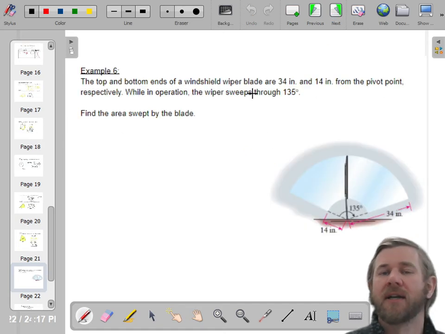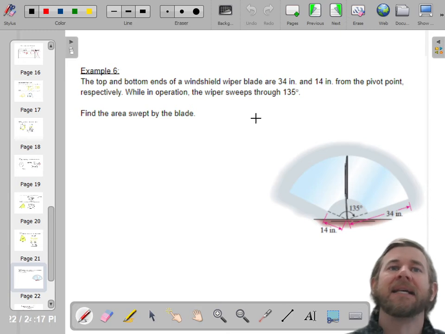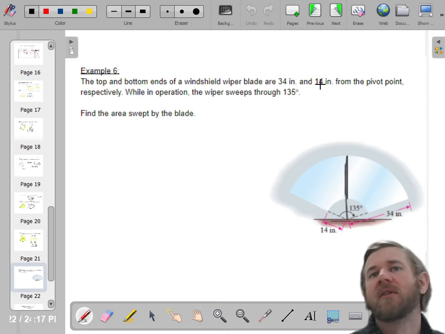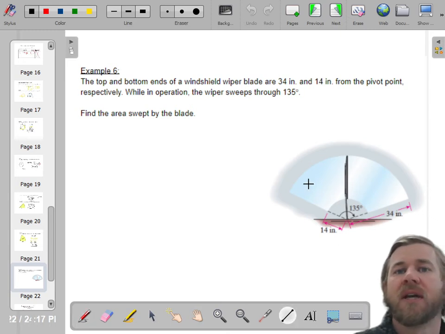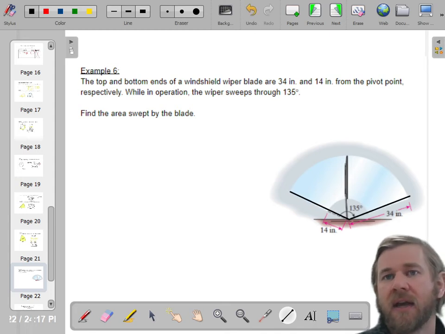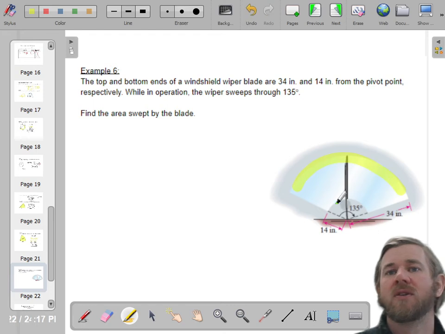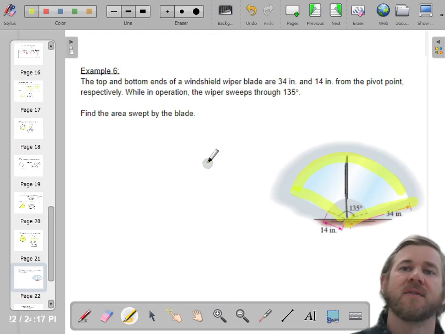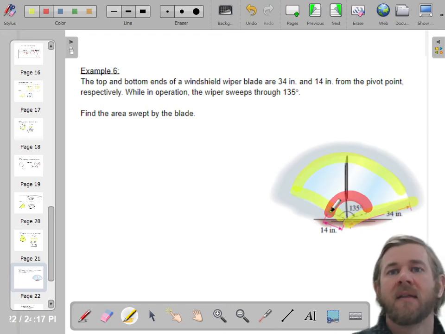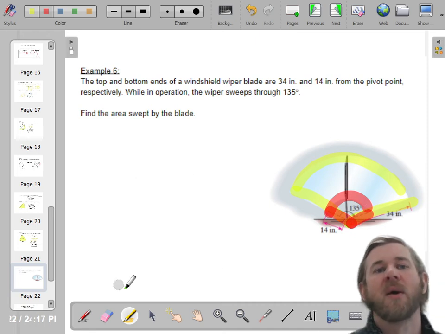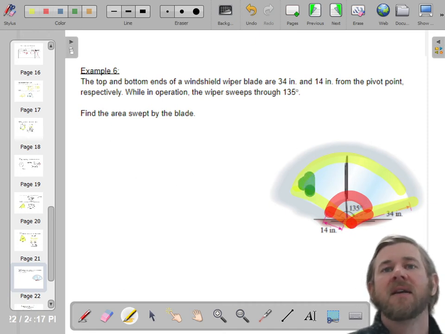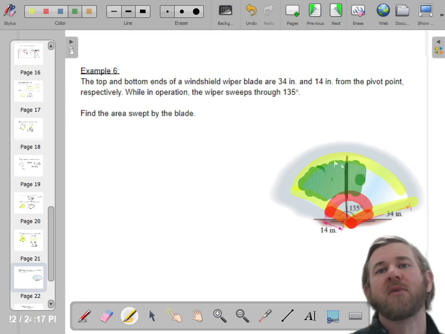All right, one more. We'll actually do this kind of word problem now. This says the top and bottom ends of a windshield wiper are 34 and 14 inches from the pivot. So what you got to realize is that these are sectors. That's forming a sector, these windshield wipers. Right there, that's the sector of a circle. And that's the sector of a circle. But what I'm asked to find is the part it actually hits. So the green part now.